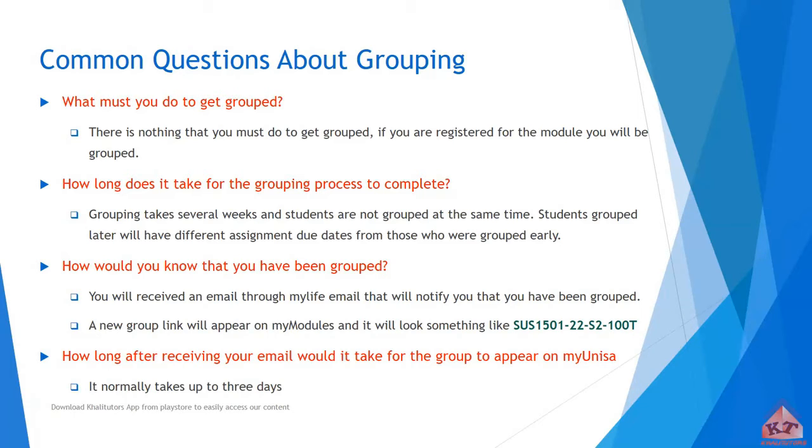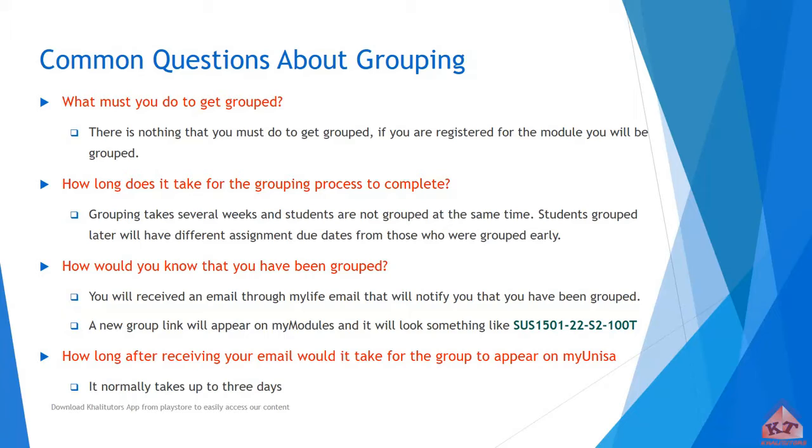How will you know that you have been grouped? Firstly, you will receive an email through your MyLife email that will notify you that you have been grouped. Secondly, a new group link will appear on My Modules, and it will look something like SUS1501-23-S1 if it's semester 1, S2 if it's semester 2, dash, a number, and lastly a T, okay?